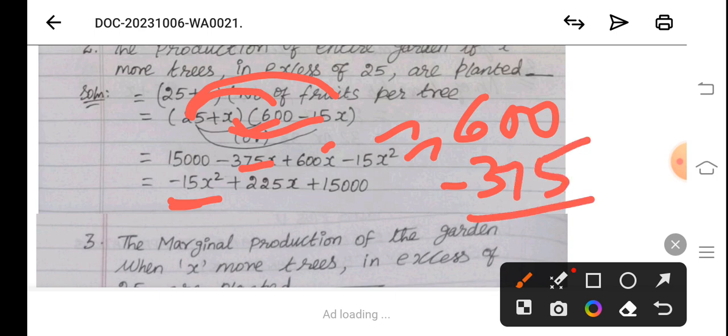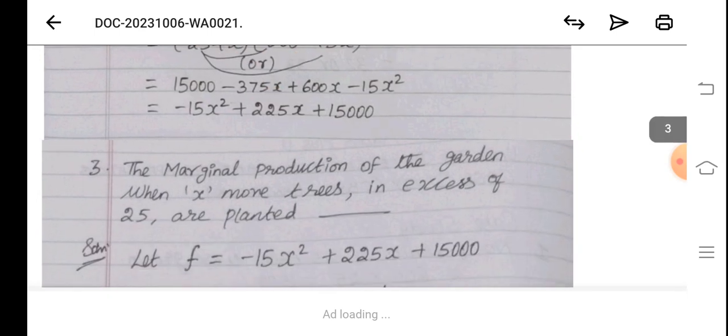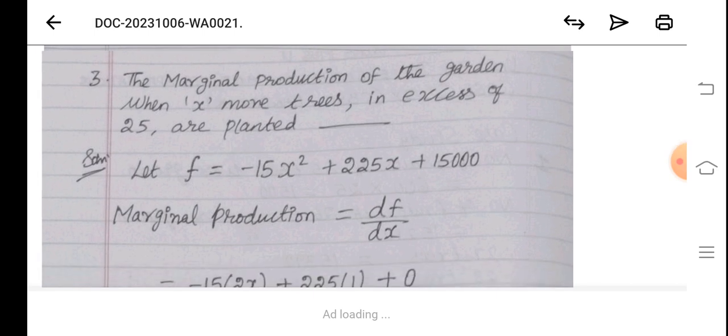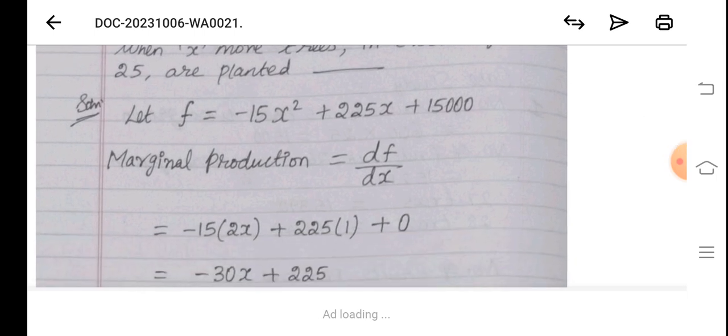Because of the different sign, we are getting plus 225x plus 15,000. Clear? Check. Then the third subdivision question is the marginal production of the garden when x more trees in excess of 25 are planted. For marginal production, the word itself tells you to differentiate. Marginal revenue, you differentiate the revenue. Marginal cost, differentiate the cost. Marginal production, differentiate the production.